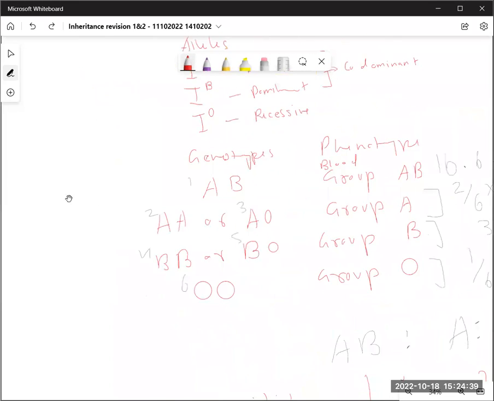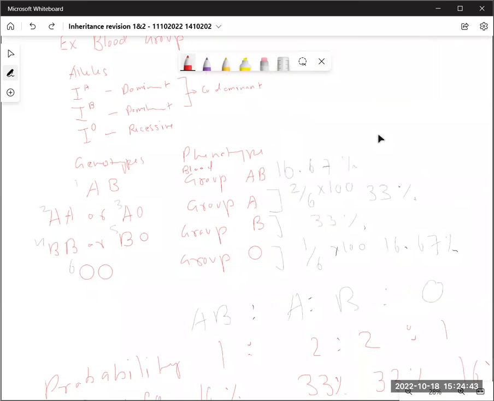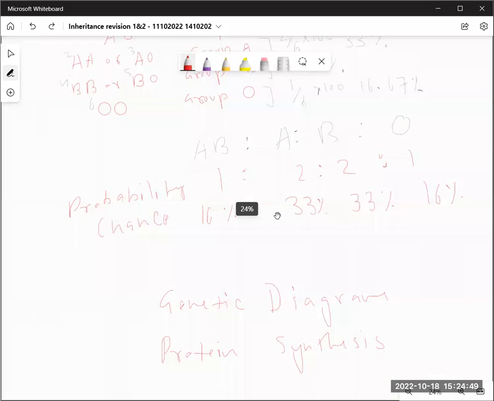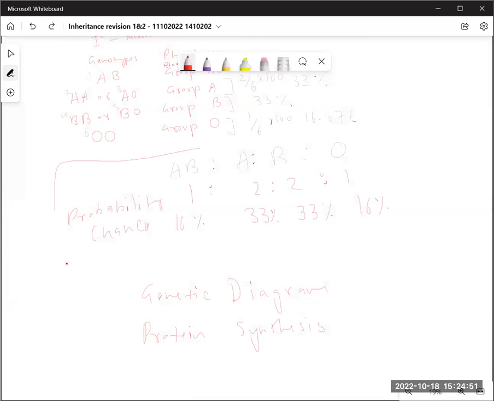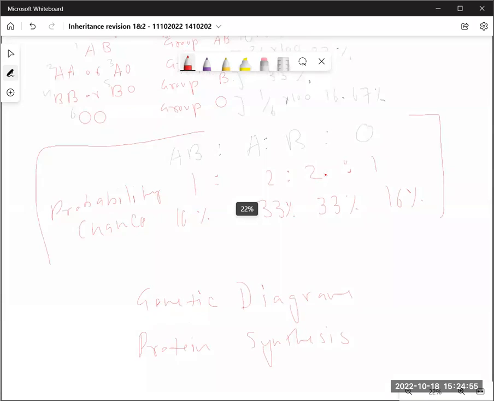Now we looked at blood groups, we looked at all of this. I gave you the probability. I checked your notes, you didn't write this part here, the probability. So please write this in your notebook, this part right now from the last class, or take a screenshot right now and then put it in. This is a big thing.